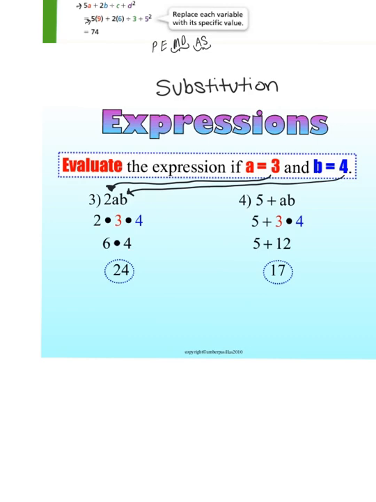In this particular problem, this is all multiplication, so we are going to multiply straight across. 2 times 3 gave us 6. Bring down your 4. 6 times 4 is 24.